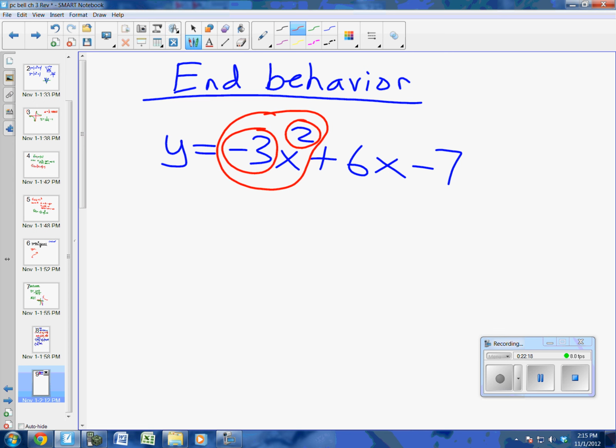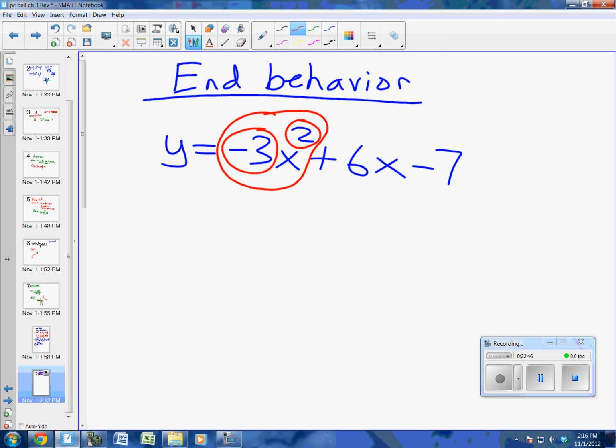So the second thing you look at is the coefficient. If the coefficient is negative with an even power, they both go down. If it's positive, they both go up. If it's an odd power and it's negative, it will go up to the left and down to the right. But if it had been an odd power and a positive number there, it would go up to the right and down to the left.